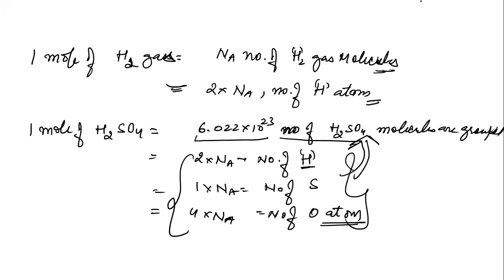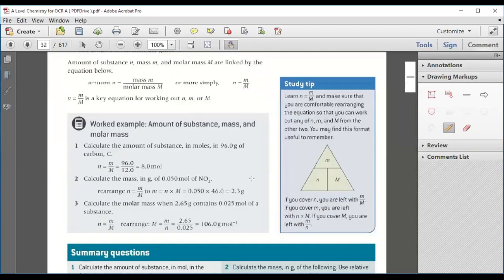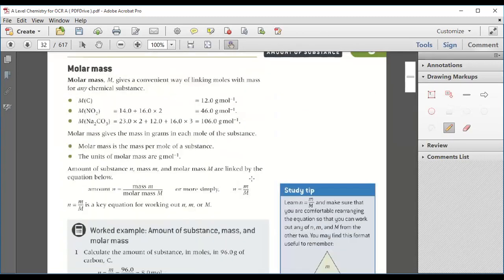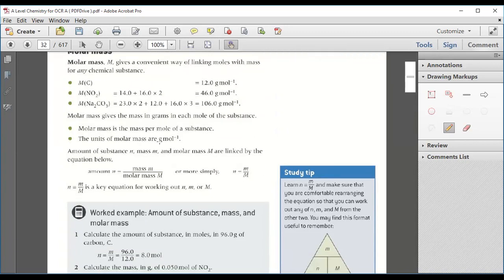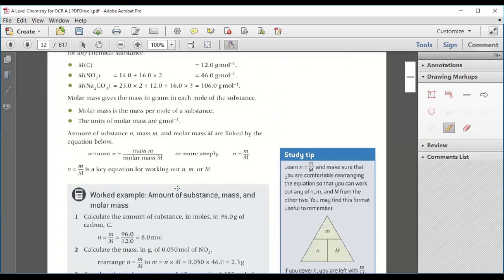Go into your list again. Okay, so molar mass M is the convenient way of linking moles with the mass of any substance. So M of carbon is equal to 12 grams per mole. That is the molar mass, gram per mole. MnO2 is 46 gram per mole. Na2CO3 is sodium carbonate. It is 106 gram per mole. So all this we have covered. Any doubt up to this point?